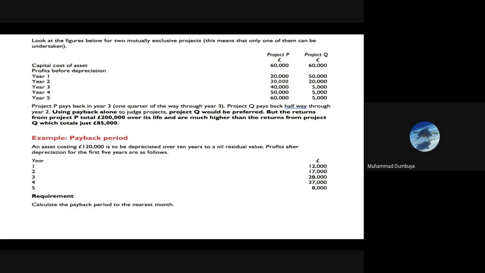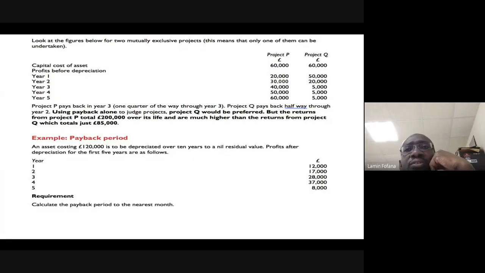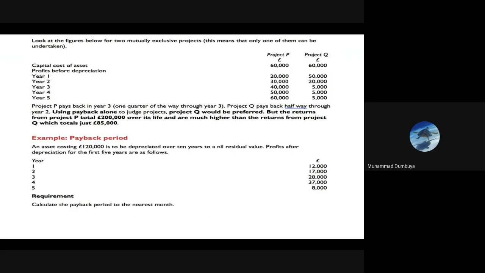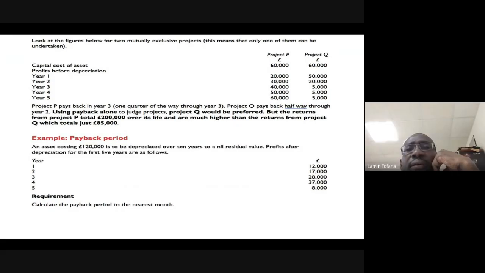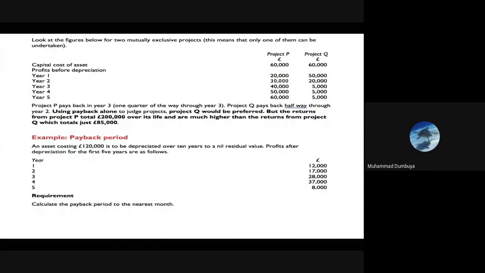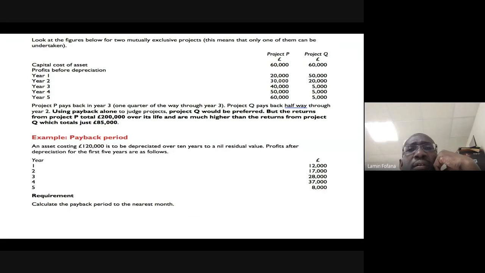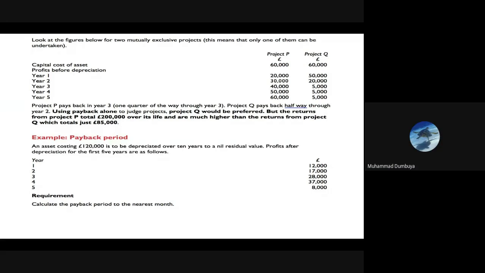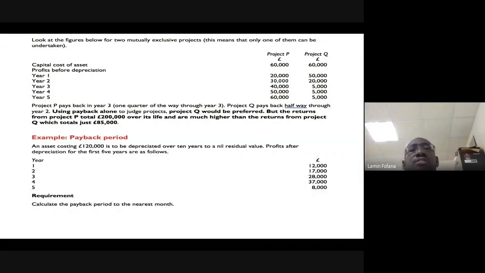Sorry, Mr. Fofana, I want to ask you something. Yes, go ahead. The ones using their computers offline, can they use Excel? Sorry, can you say that again? I said the ones using their computers offline, can they use Excel? Yes, of course, you can use Excel. Go ahead with Excel.